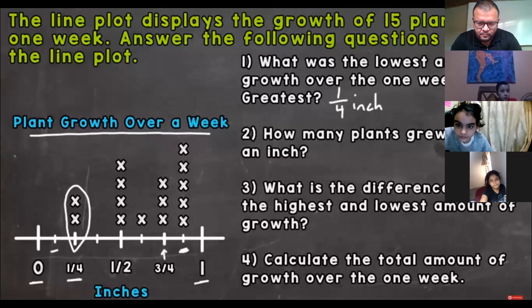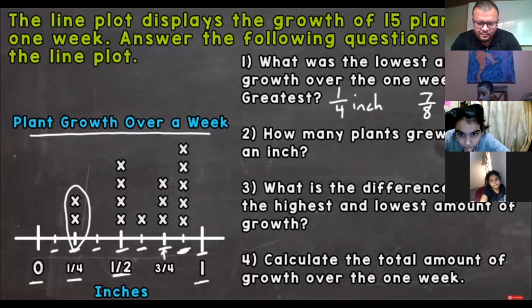We have 1/8, 2/8, which is equivalent to 1/4, 3/8, 4/8, which is equivalent to this 1/2. We always use the simplified versions of the fractions. 5/8, 6/8, which is simplified to 3/4, and then this would be 7/8, and then lastly would be 8/8, which is 1 whole. So right here, the greatest amount grown over a week would be 7/8 of an inch.